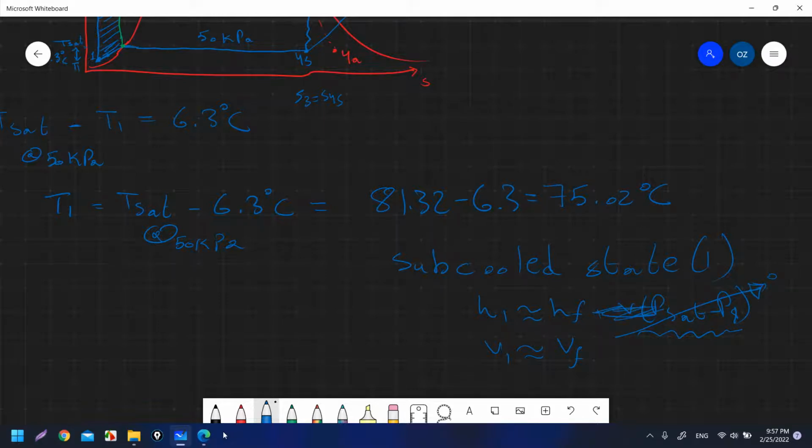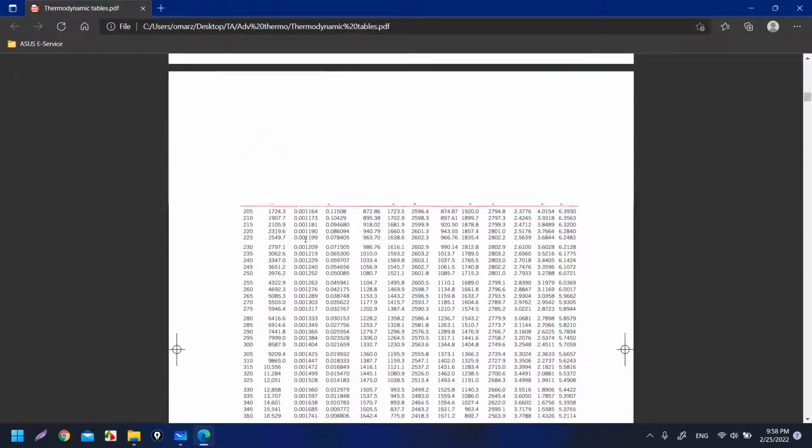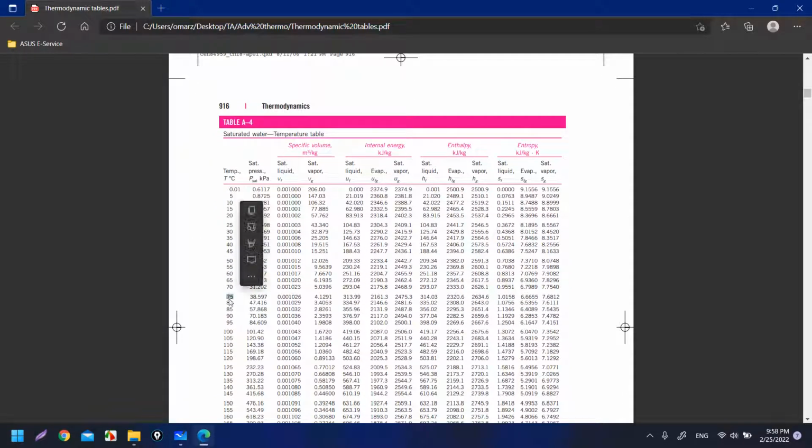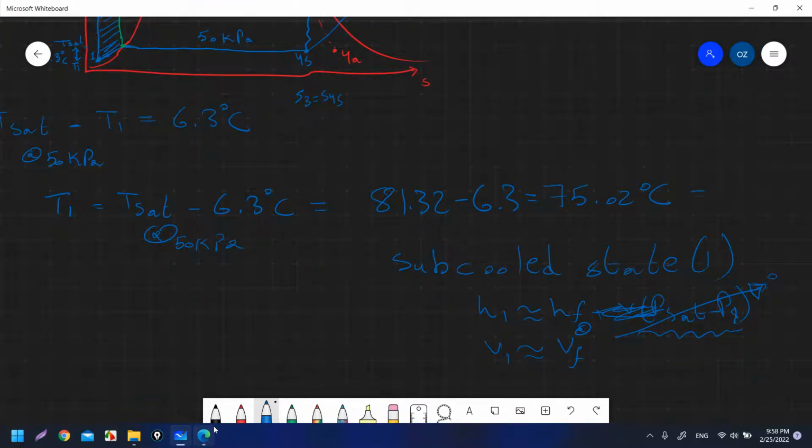But where? Not from the pressure table. Liquid or subcooled is a function of temperature, so you use the temperature table. At which value? At 75.02. So you go to table A4 for the temperature. 75.02 you will not find here. Do not do interpolation, just assume 75, the 0.02 doesn't matter. So this one is 75 degrees Celsius, and this one also at 75 degrees Celsius.